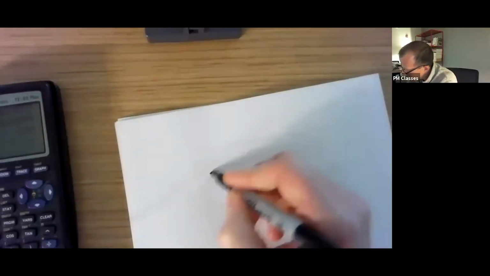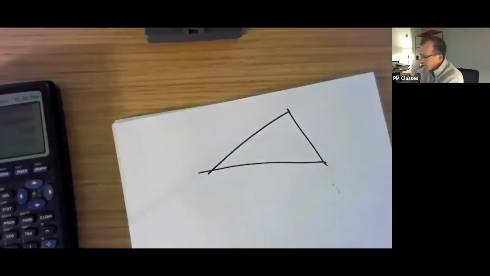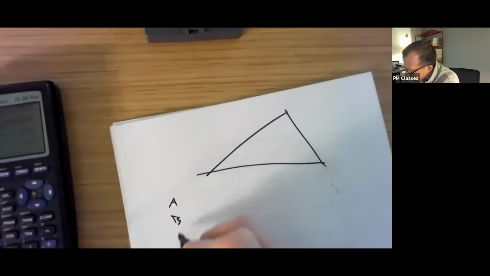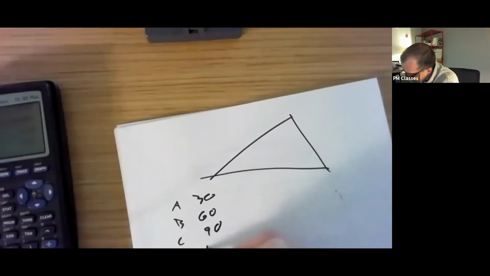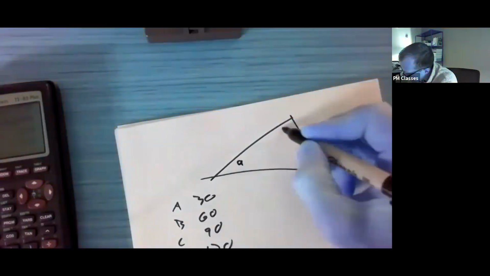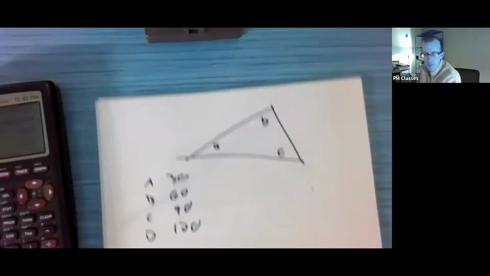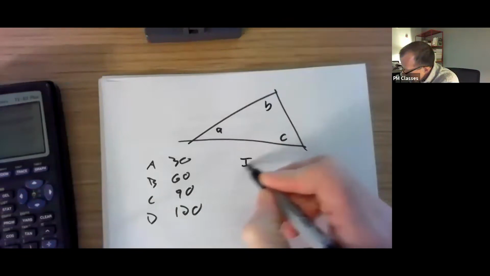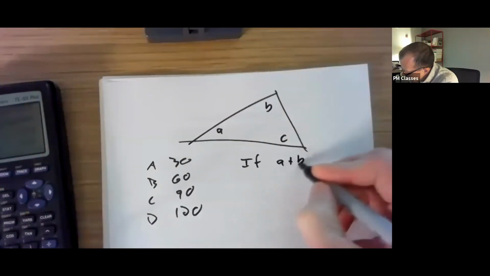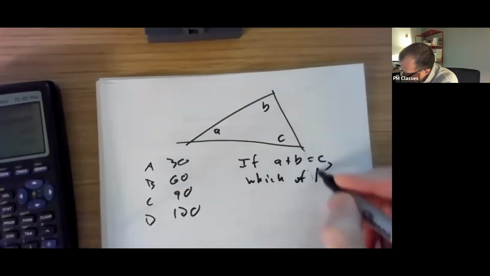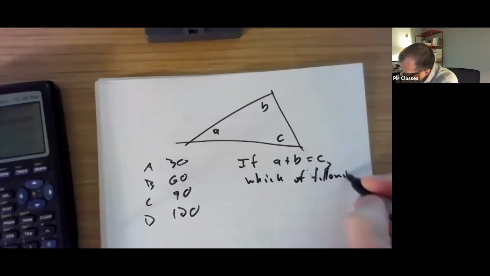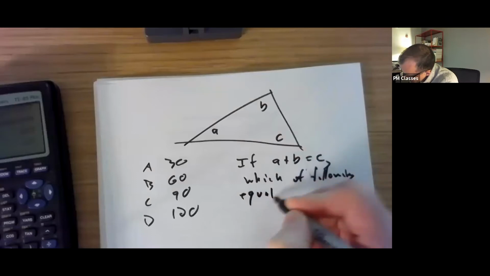So let's say we have a triangle. We'll make it an SAT question with this one. Only 4 answer choices this time. 30, 60, 90, 120. Call that A, call that B, call that C. Hope you all can see that. If A plus B equals C, which of the following equals C? Great question.